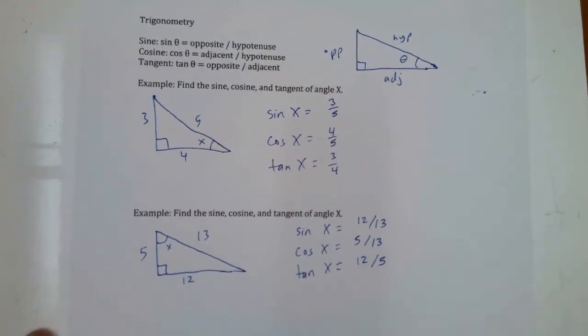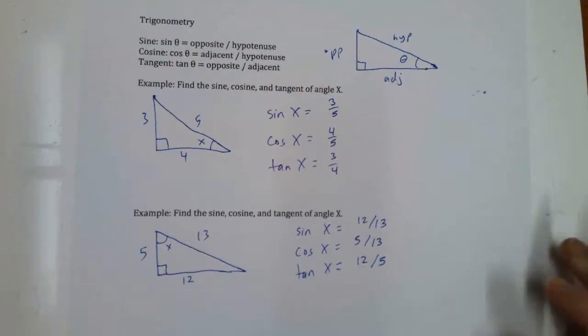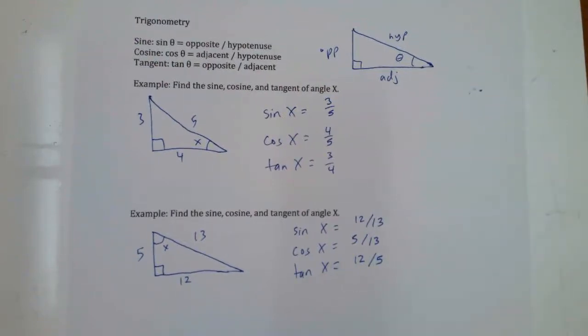You'll notice that is an improper fraction, but that's okay. We're just going to leave it as is. So again, this is just the very basic definition of these three trigonometric functions and how to find them if I'm given a picture.